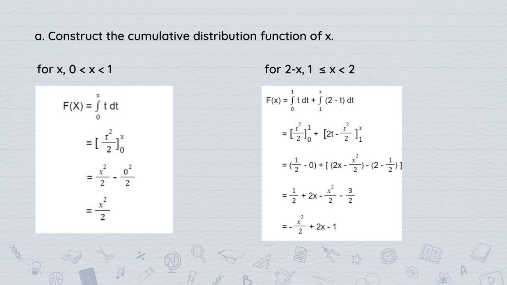Then we integrate the second function. We need to add up the two functions. So F(x) equals the integral of t between 0 to 1 plus the integral of 2 minus t between 1 to x. Then it will become t squared over 2 plus 2t minus t squared over 2, and then we just substitute the values. Then we get negative x squared over 2 plus 2x minus 1.